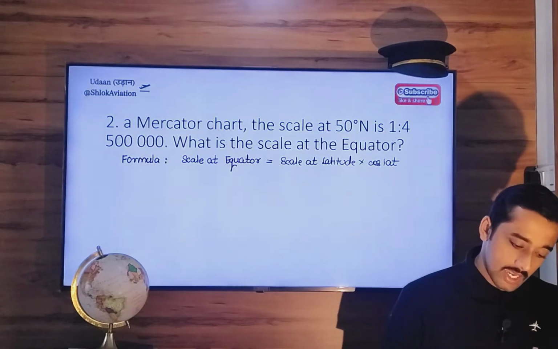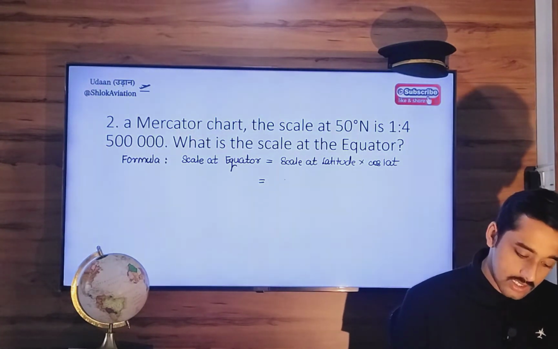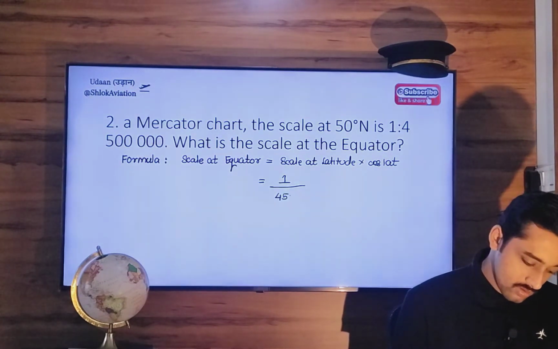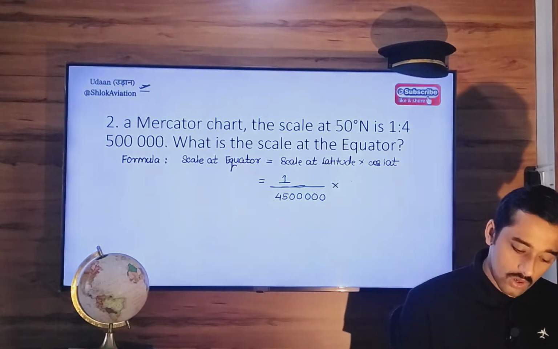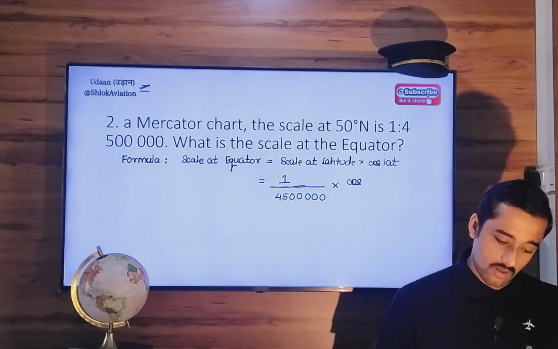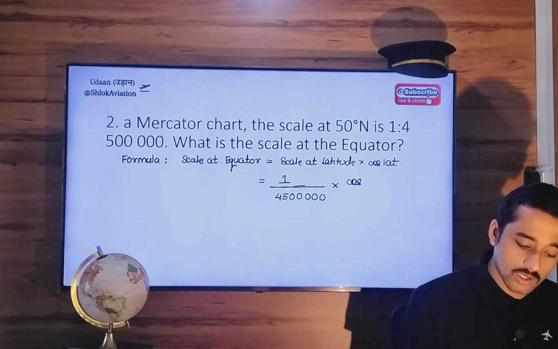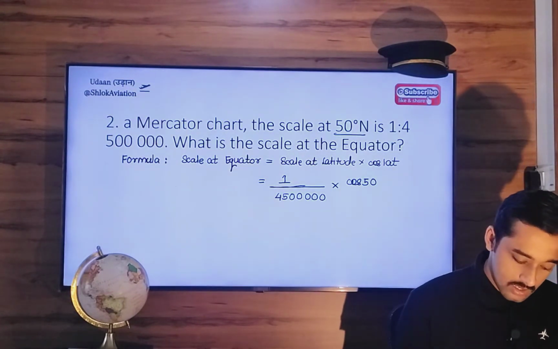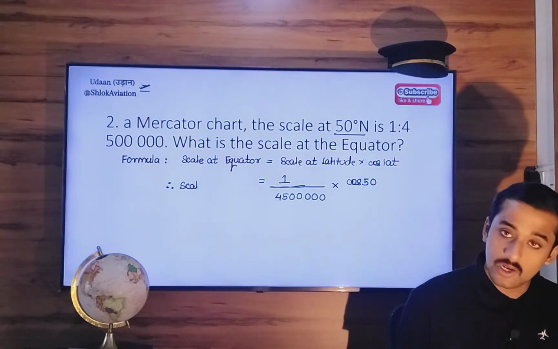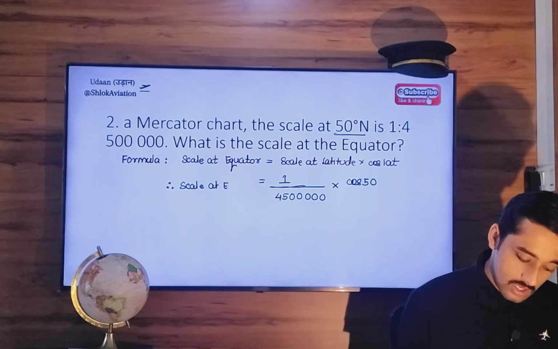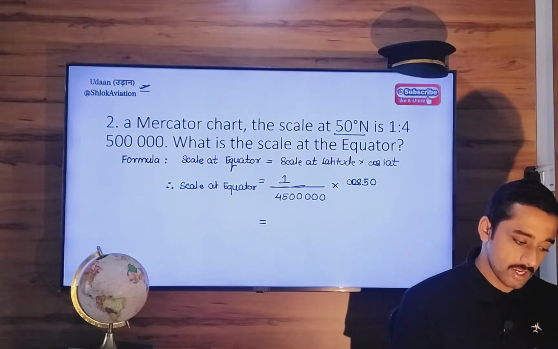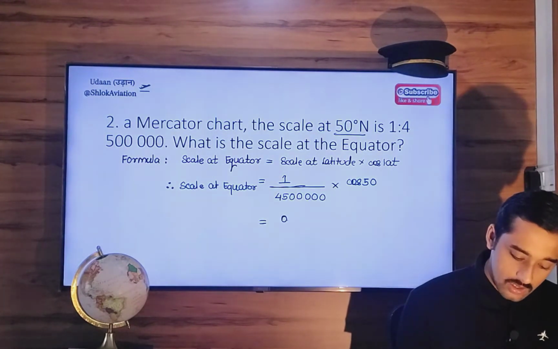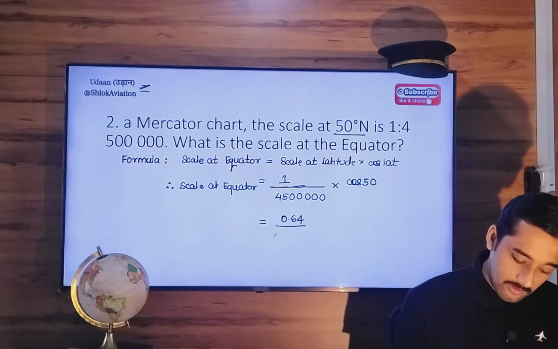So scale at 50 degree north is 1 divided by 45 lakh, into cos of latitude. So what is the latitude here? Cos of 50 north. So cos 50. So scale at equator equals to scale at 50 north latitude into cos of 50. So cos 50 is, use your scientific calculator, 0.64, that divided by 45 lakh.